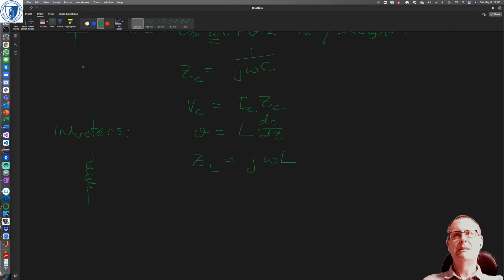When we have impedance, we have a real part and an imaginary part. This part is the resistance. The X, the purely imaginary component, is called the reactance. And this thing here, including the j, is called the impedance. Reactance doesn't include the j.